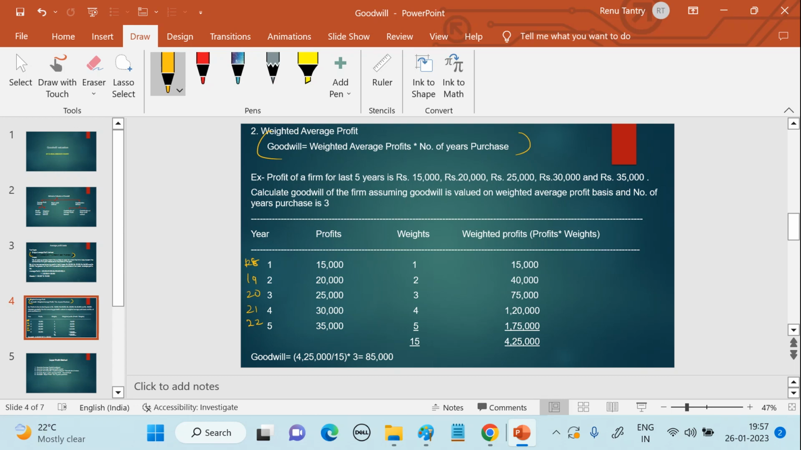Then find the total of the weights. And weighted profits is nothing but profits into the weights. That will be weighted profit. Then, like that you find for each year, total it up, and this is the weighted profit. But we need weighted average profit. How do we find that? We take the weighted profits divided by 15. So that would give you the weighted average profit. Then multiplied by the number of years purchase they have given in the question. That would give you the goodwill under weighted average profit method.